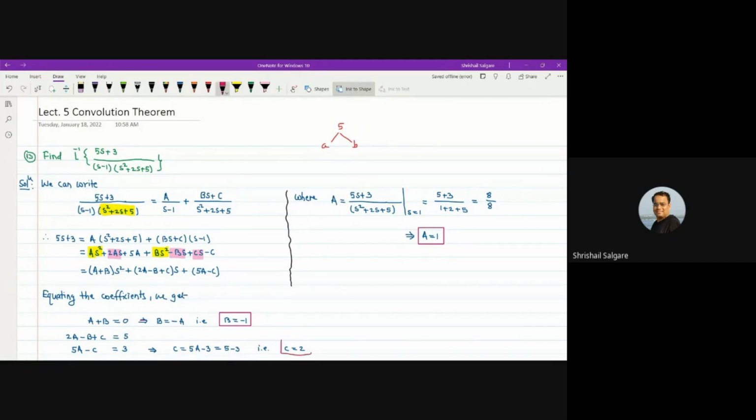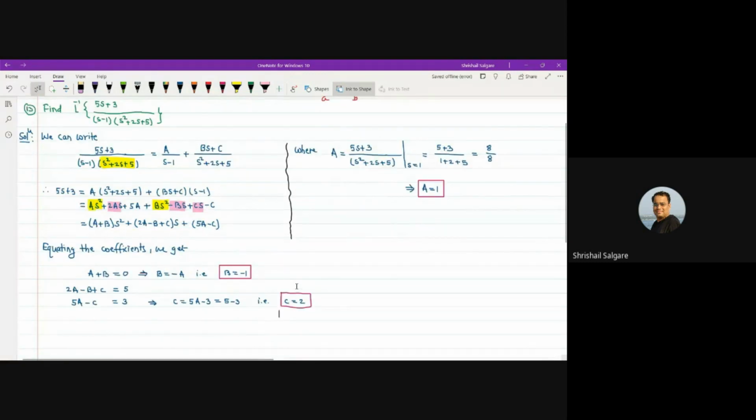C is equal to 2. Okay. Now these values I will substitute. Therefore, inverse Laplace transform of (5s plus 3) divided by (s minus 1)(s square plus 2s plus 5). So this is given as L inverse.